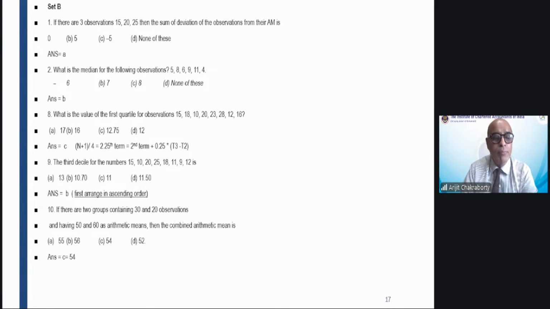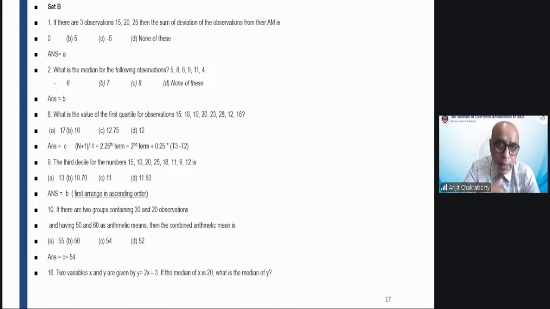We know the formula for the combined mean. We first find n1 x1 plus n2 x2, then divide that by n1 plus n2. We get the combined mean, which comes to option C, 54.